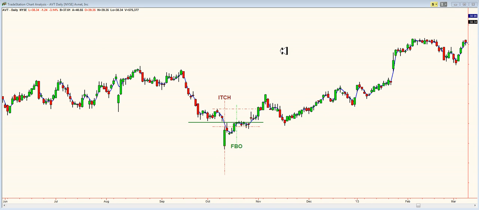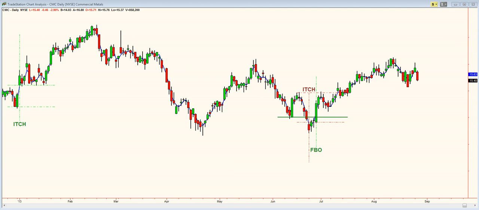Here's AVT. Again, all of these are going to be different. We're simply looking for a trigger that tells us we're wrong on one side of the trade and can possibly trade the other. And here was our downtrend, and we popped back up with a false breakout and reversed, pulled back, came back to that area, and then headed higher again. This is AVT, October, November 2012.